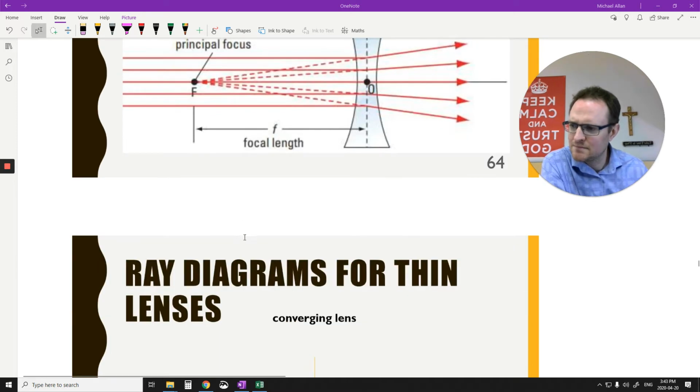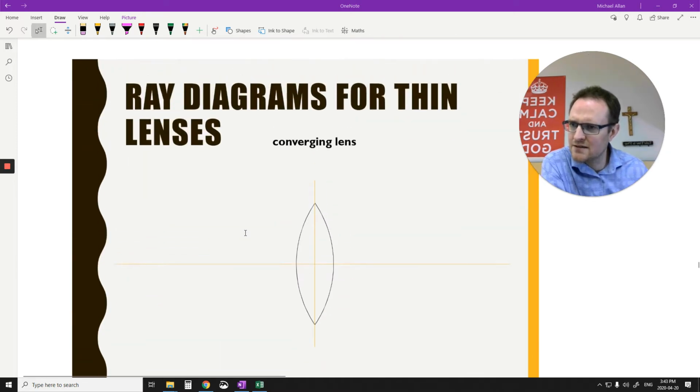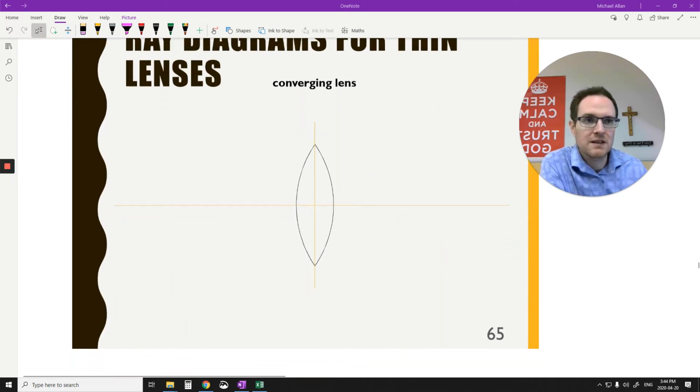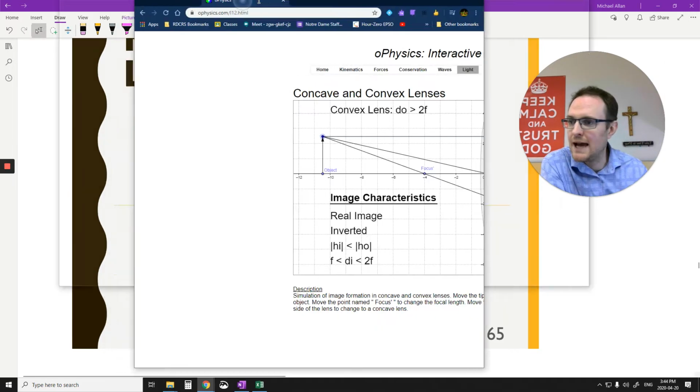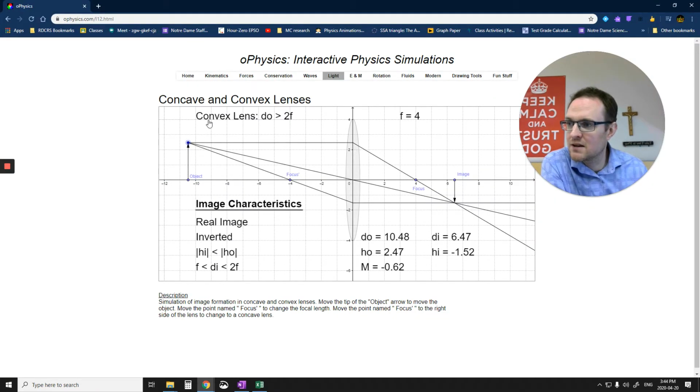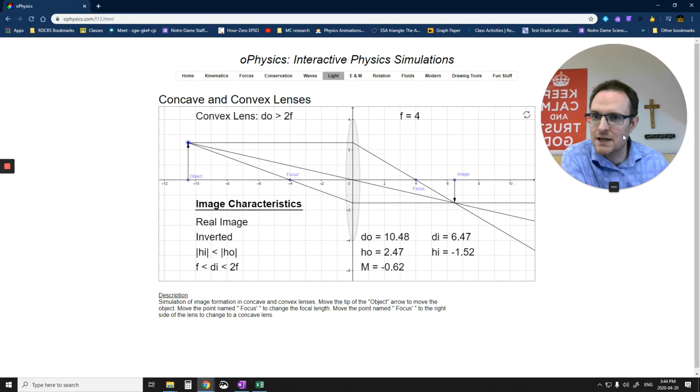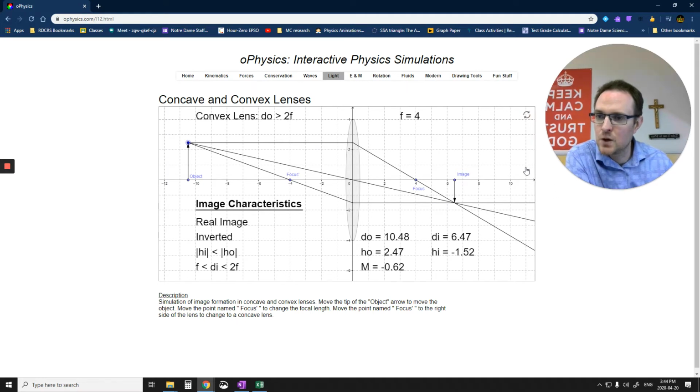Okay. Now, we can draw the lens diagrams. You don't necessarily have to. I'm never going to ask you to draw these lens diagrams out. Rather than drawing them out, just to make this video a little bit shorter, let's just look at this applet that we have here. So here's a convex, or in this case, a converging lens. And you can see here, if I put the object on this side, the image is going to be over here.